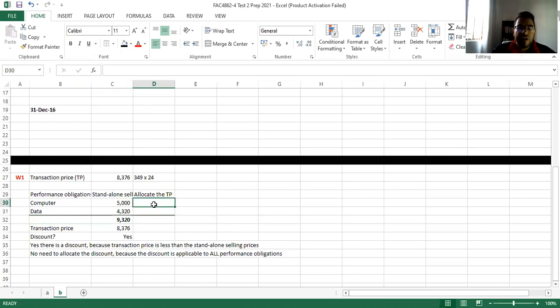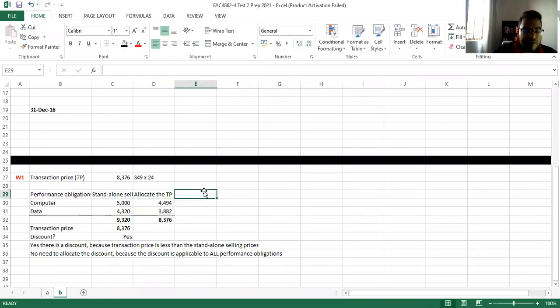So how do we allocate it? Remember, we allocate the transaction price based on standalone selling prices. So we're going to say 5,000 Rand, which is the standalone selling price, as a percentage of the total standalone selling prices, multiplied by the transaction price. So if we add this up, this must add up to the transaction price, which it does.